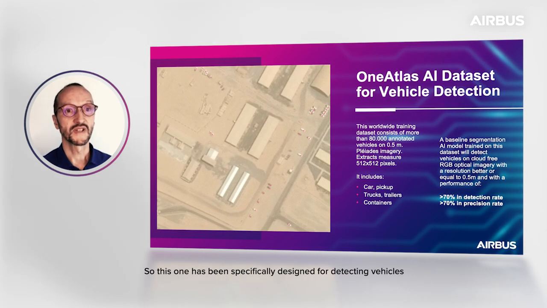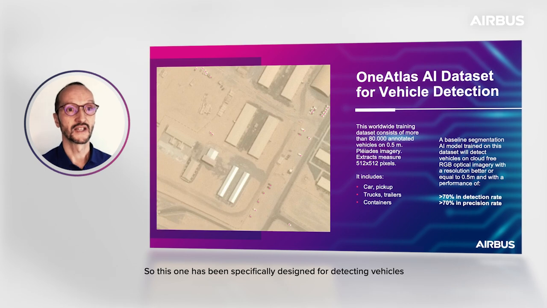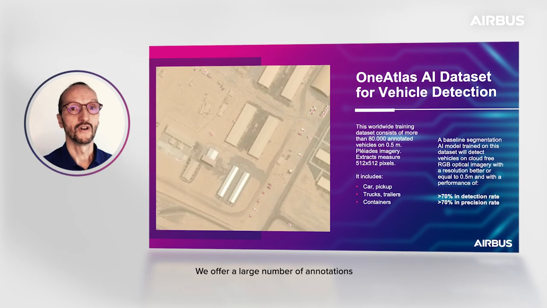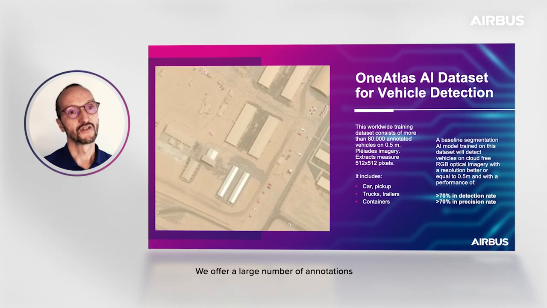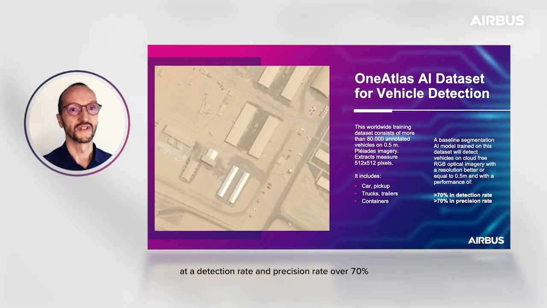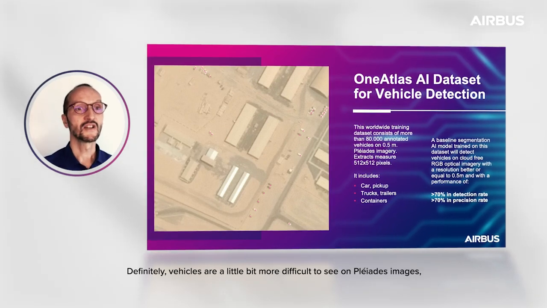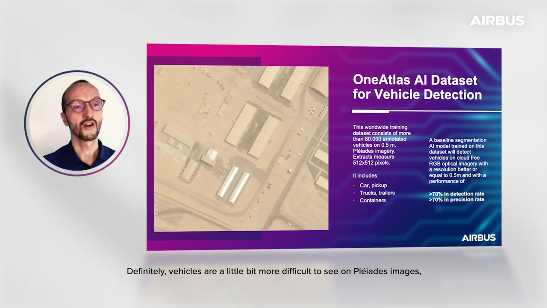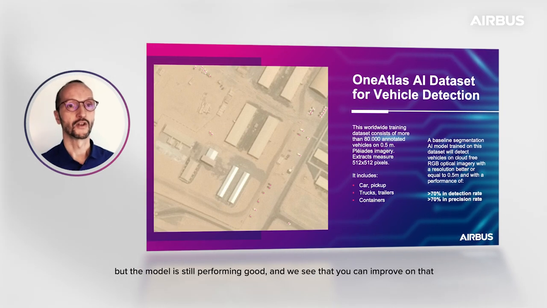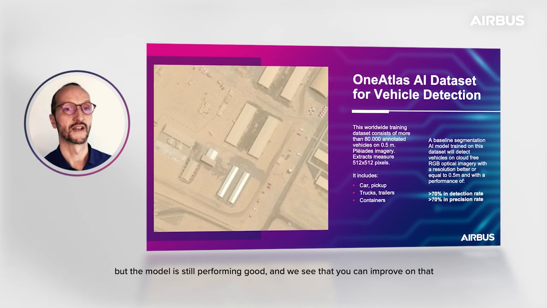We can also offer vehicle detection. This one has been specifically designed for detecting vehicles. We offer a large number of annotations, with a detection rate and precision rate over 70%. Definitely, vehicles are a little bit more difficult to see on Pleiades images, but the model is still performing well. And we see that you can improve on that.